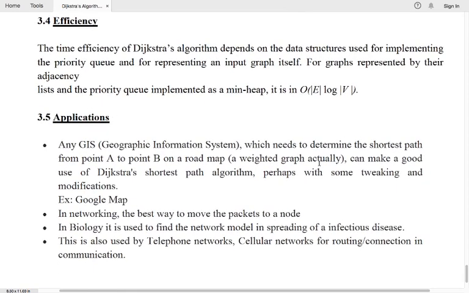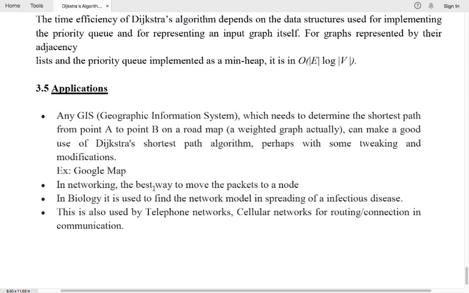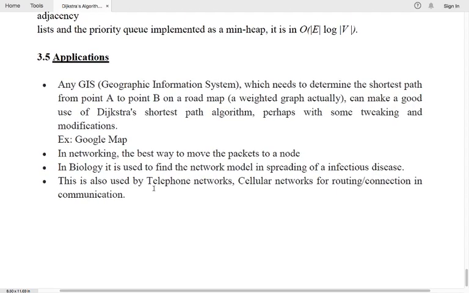Various applications of Dijkstra's algorithm: in GIS, Geographic Information Systems, I need to find the shortest path. Google Maps is a good example where it could be applied. While transferring packets from one node to another node, you can use Dijkstra's algorithm to find the shortest path. It is also used to find a network model for the spreading of infectious diseases, an application in biology. Telephone networks and cellular networks for routing, connection, and communication could be another application of Dijkstra's algorithm.